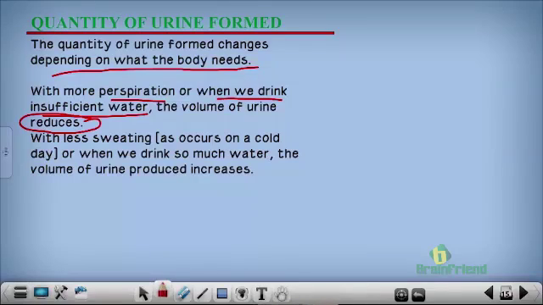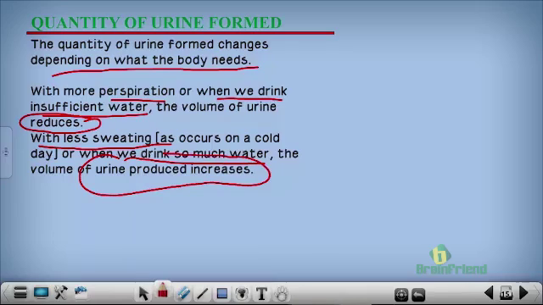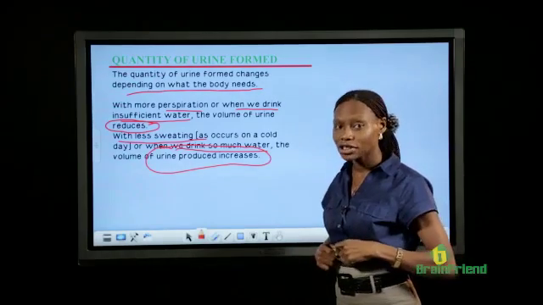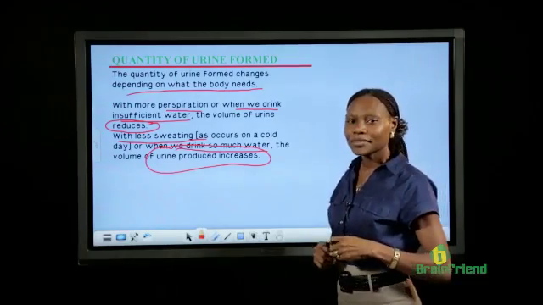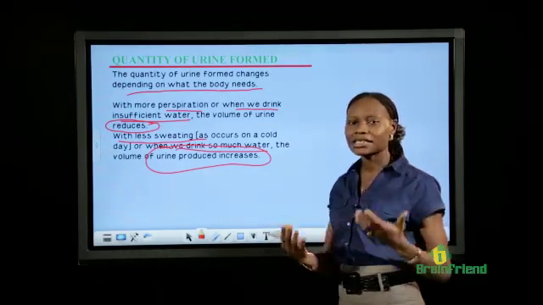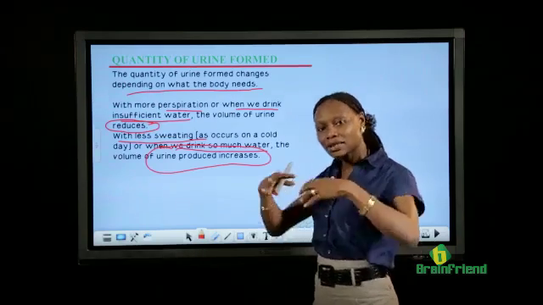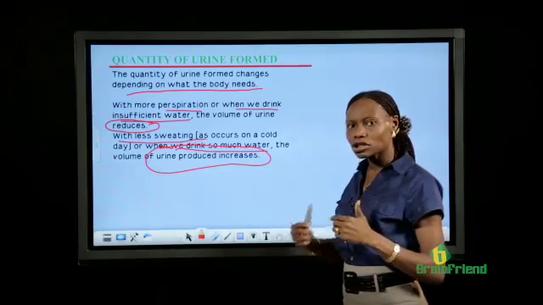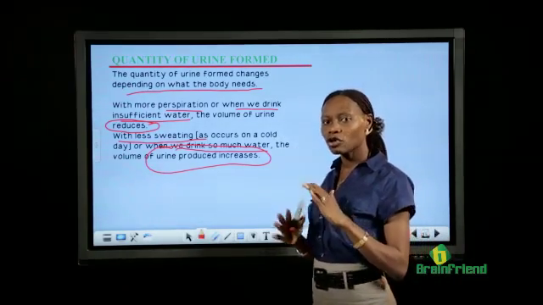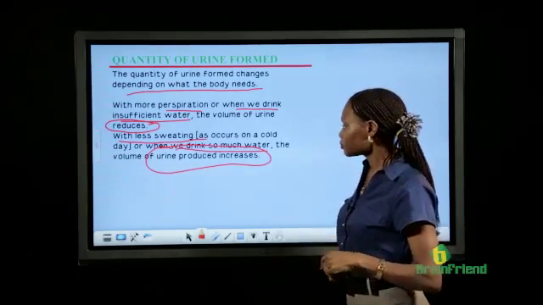On the other hand, with less sweating, or when we drink so much water, we see that the volume of urine that is produced increases. Do you know that on a very cold day, the number of times you go to use the toilet is sometimes uncountable? Well, that's simply because the body has so much water in it that it needs to give up a particular quantity. On that cold day, we go to the toilet more often than we would have gone on a good day.